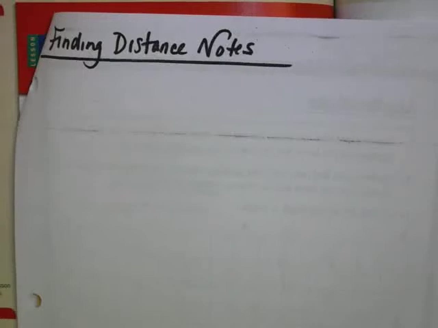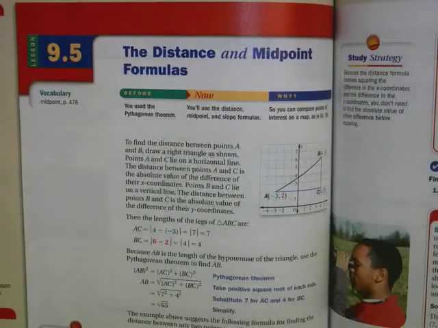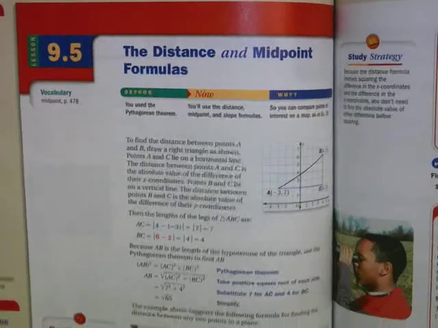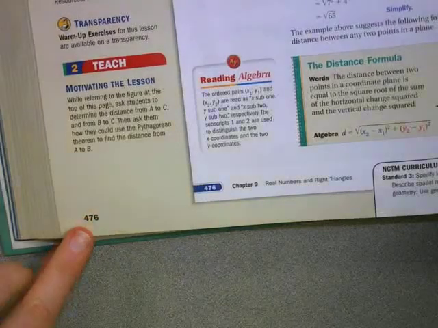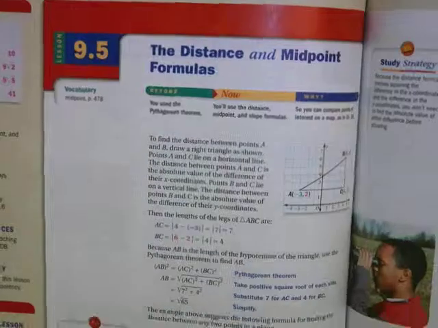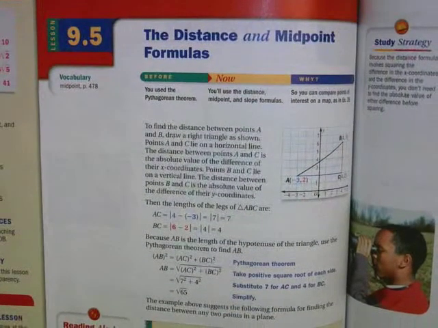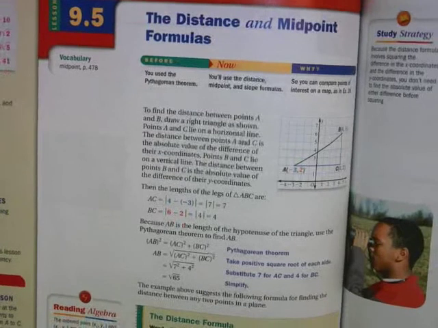Page 13 of our packet. Before we start, though, I want you to open your book up to the distance and midpoint formula notes. It's on page 476 of your book. So you're going to have to pause right now, go get your book, and I'm going to walk you through. All right, so you should have your book open now.